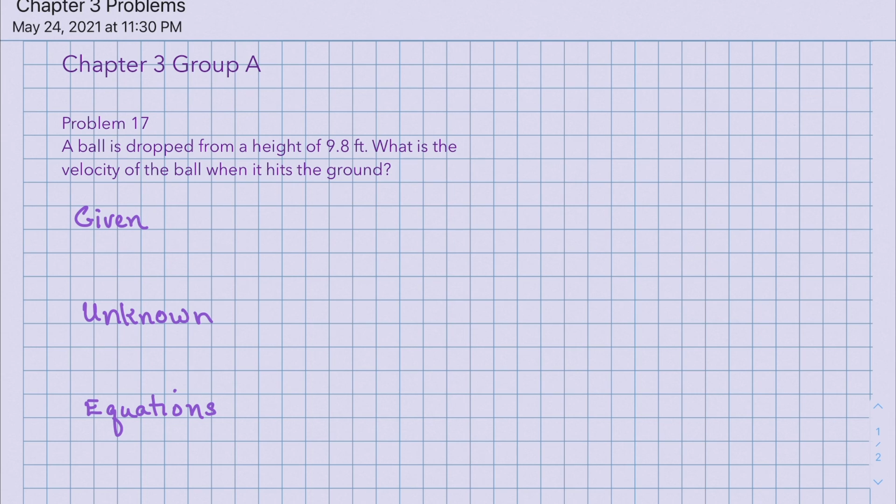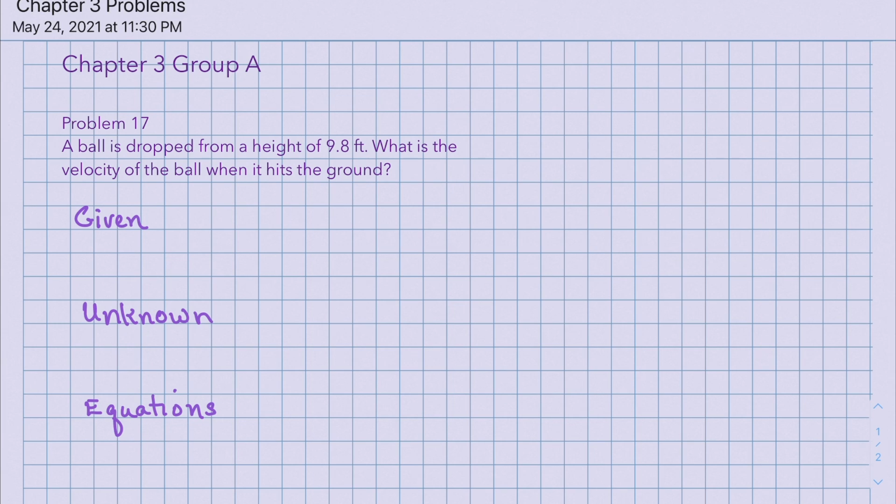All right, so we have this problem. This is going to be one of the parallel problems at the end of chapter 3, from group A, the ones with the solutions in the back of the book. So problem 17. We have this situation where a ball is dropped from a height of 9.8 feet. And now, of course, there's an airplane flying over, so we get some more background noise. And the question is, what is the velocity of the ball when it hits the ground?